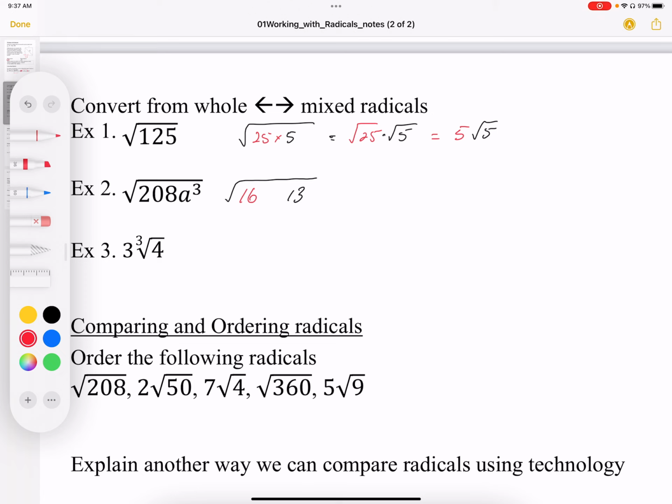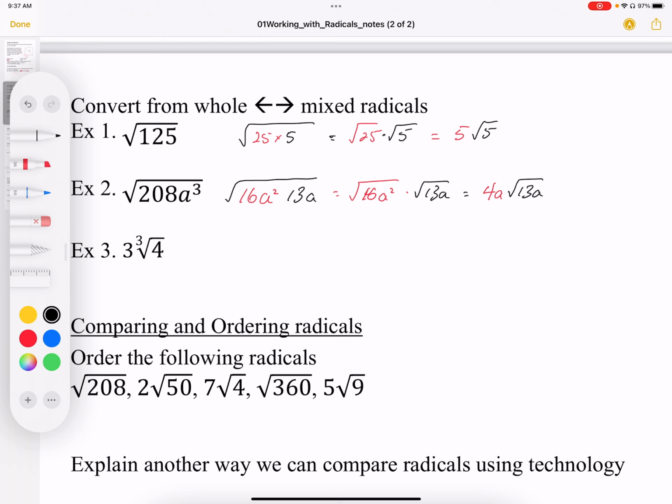We also have to look at the a cubed, and the largest perfect square that we can factor out of that is a squared. And we're left with a. So the red part represents our perfect square part. We can take that out. 16a squared times the square root of 13a. 16a squared is a perfect square, which is 4a, and what's left behind is 13a.